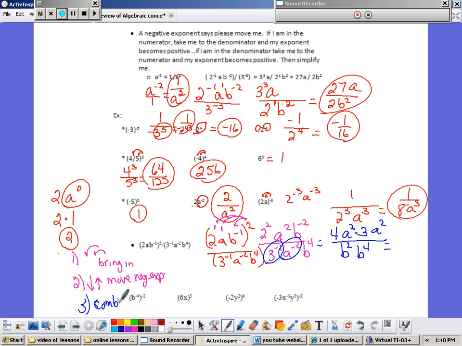Step 3, combine and simplify. Well, 3 times 4 is 12. A squared and a squared is a to the 4th. B squared and b to the 4th is b to the 6th. Nothing to cancel. Finished. So I always bring in. I always move up or down my negative exponents second. Then I always combine or simplify. And it makes my life a lot easier because I know what step I'm going to next.